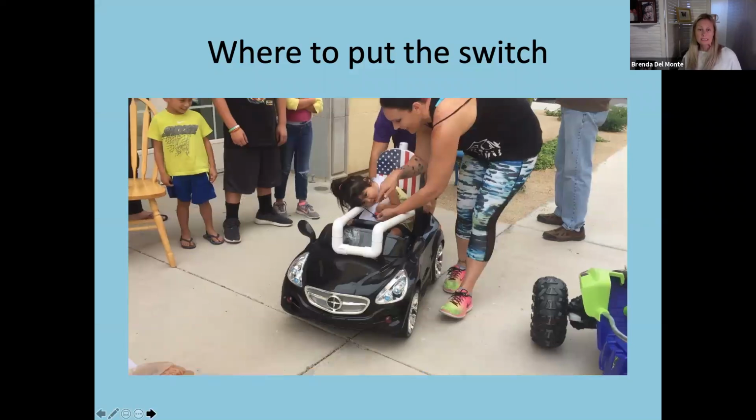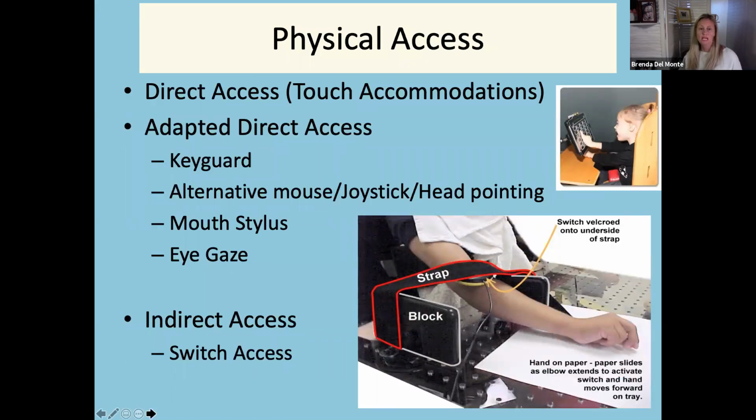So there's direct select, where we're using our hands. There's adapted direct select with key guards, mouse, stylus, and eye gaze. And then there's indirect access, which is switch access. All of those are options for most devices, and a lot of devices have some or all of these. Not all devices can do eye gaze, but most devices can have a key guard. And not all devices have auditory preview for switch access, but most do.